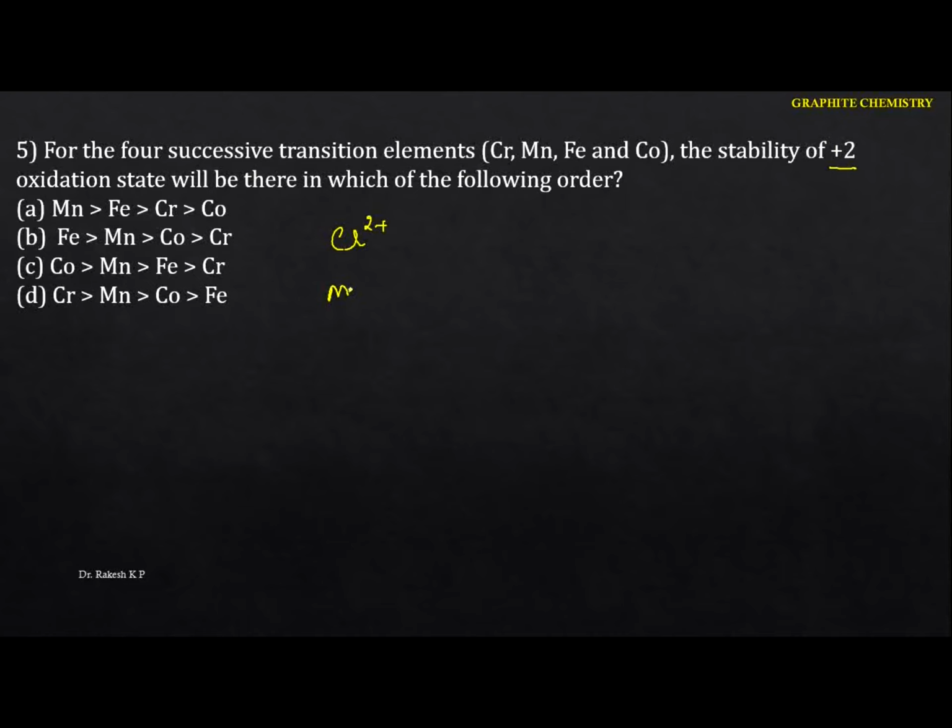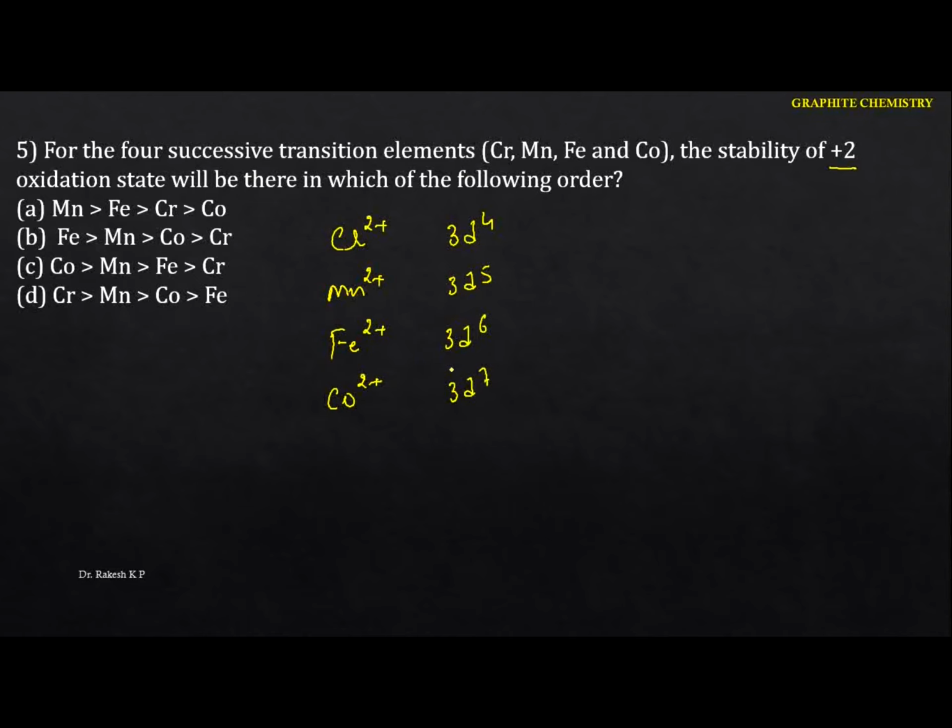And the next thing I am going to take is Mn2+, then iron, Fe2+, and the next is cobalt, Co2+. I'm going to write the 3d orbital. What is the number of electrons in the d? In chromium we have 4 electrons, in manganese we have 5 electrons, and in Fe2+ there are 6 electrons. The next is 3d7, the 7 electrons in the d orbital.